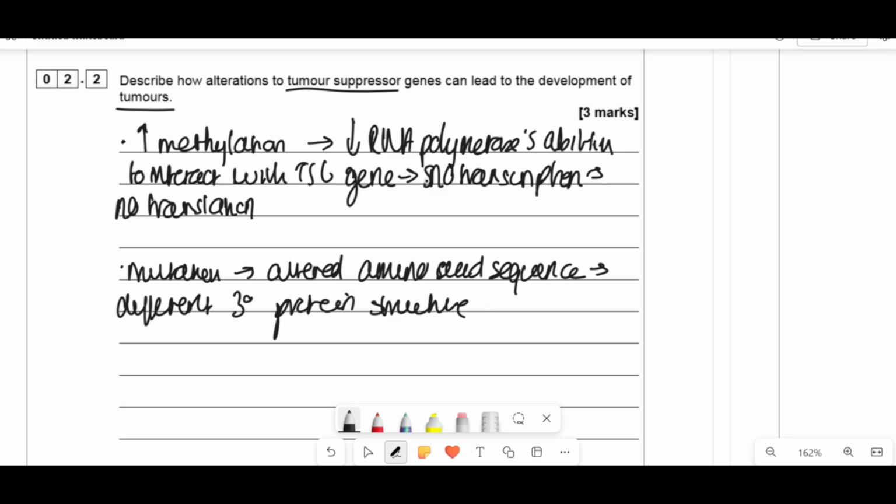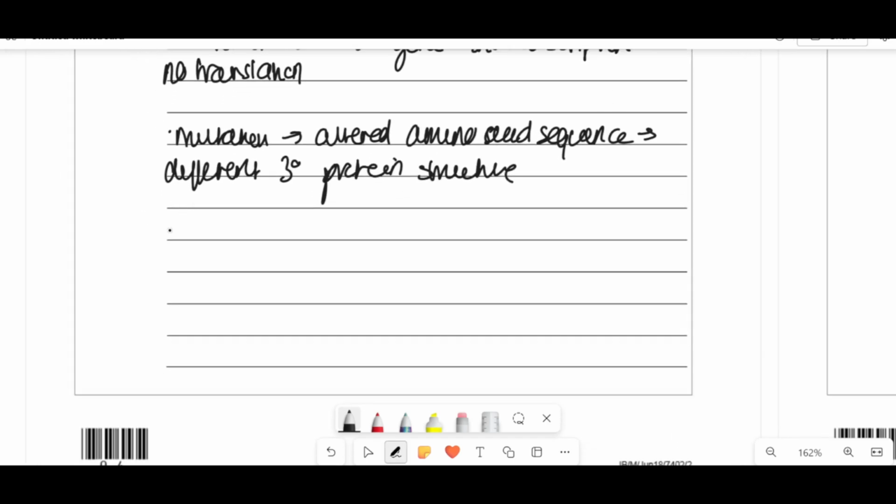These are only just the mechanisms, but we haven't talked about how it leads to tumors. So that's what I mean by step, this, then this, then this, right? So the next step is to talk about how it leads to tumors.